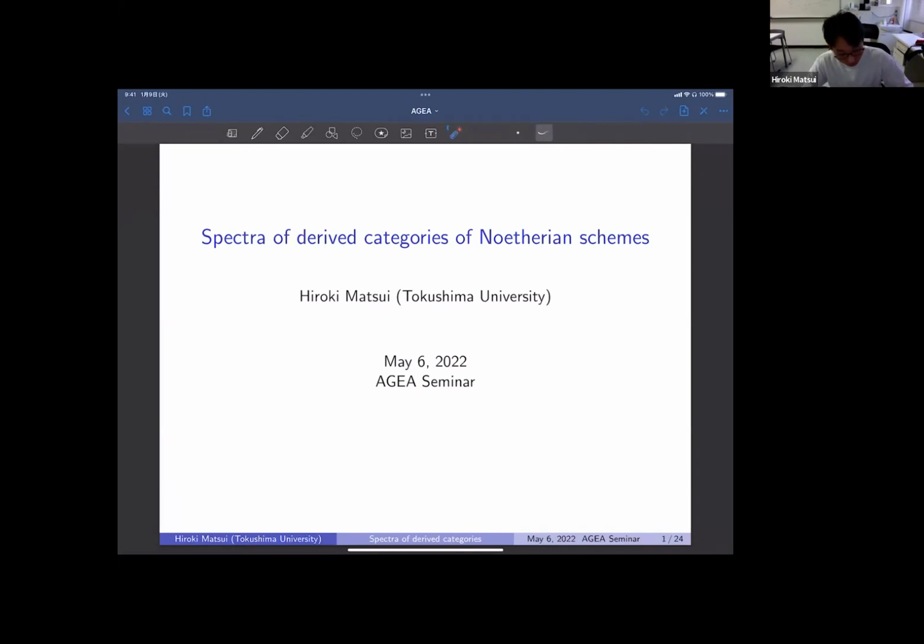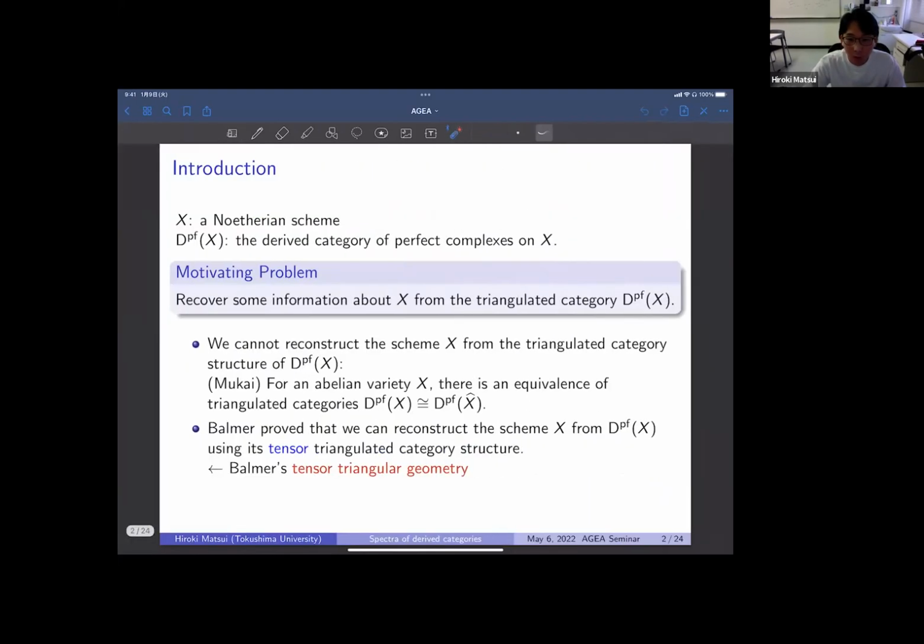Today, I will talk about the spectra of derived categories of Noetherian schemes. In this talk, we define a topological space for a given triangulated category, and we apply it to the derived categories of Noetherian schemes. In this talk, always X denotes a Noetherian scheme, and we consider the derived category of perfect complexes on X, and we call this the perfect derived category.